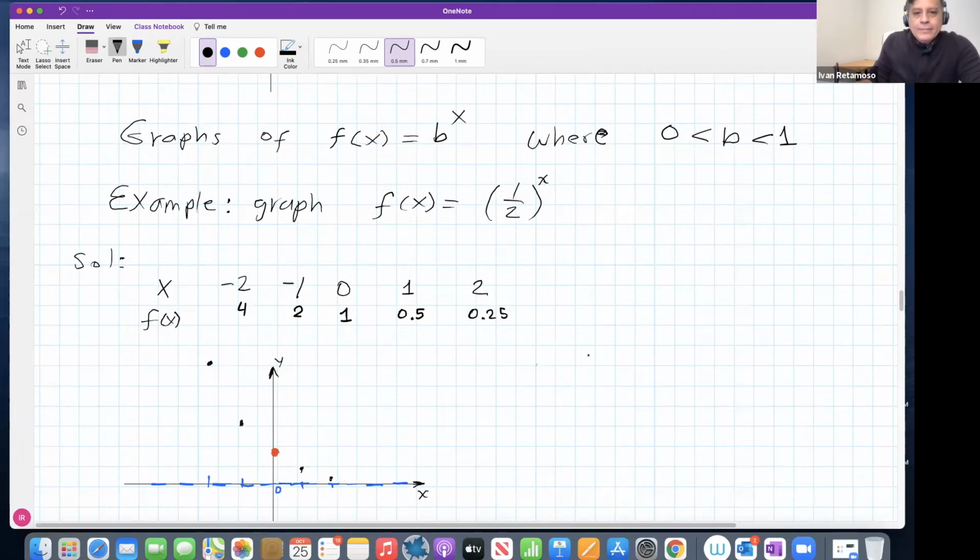Great. Input, output. If you pair them up, look, 0 goes with 1, 1 pairs up with 0.5 here in the middle. 2 goes with 0.25, a quarter. -1 goes with 2. -2 goes with 4. Now, if you connect the dots with a smooth curve again, you're gonna get something like this.